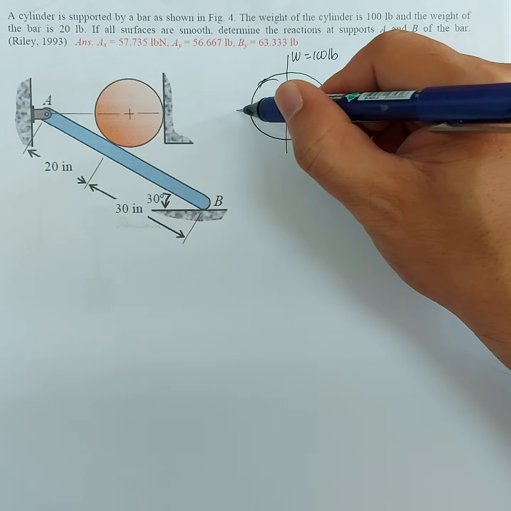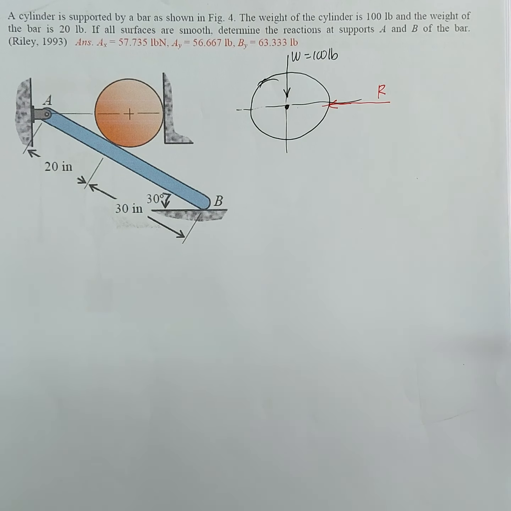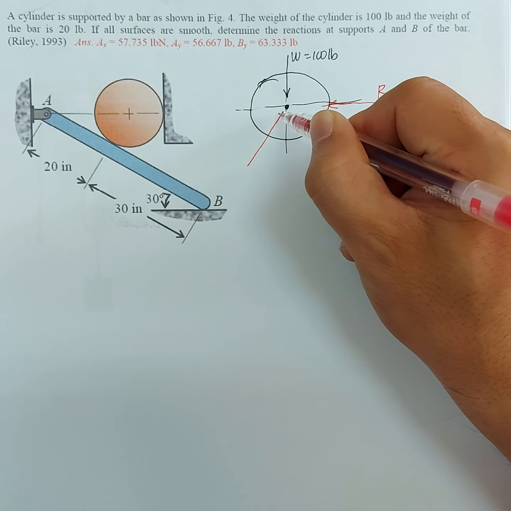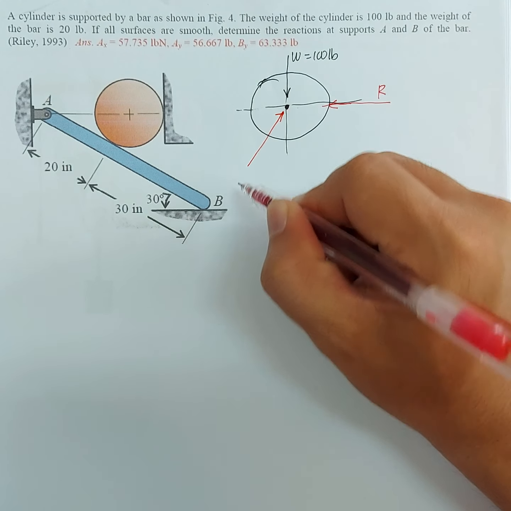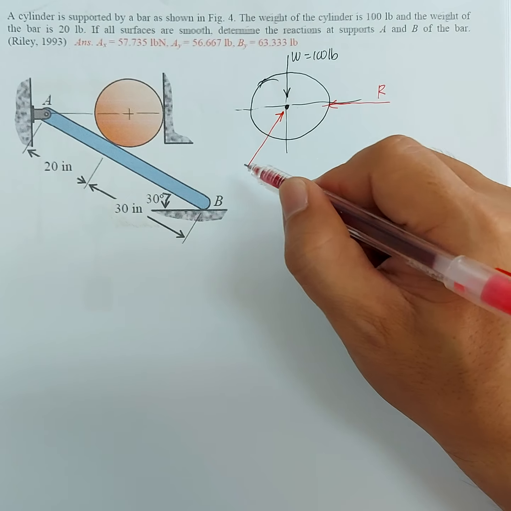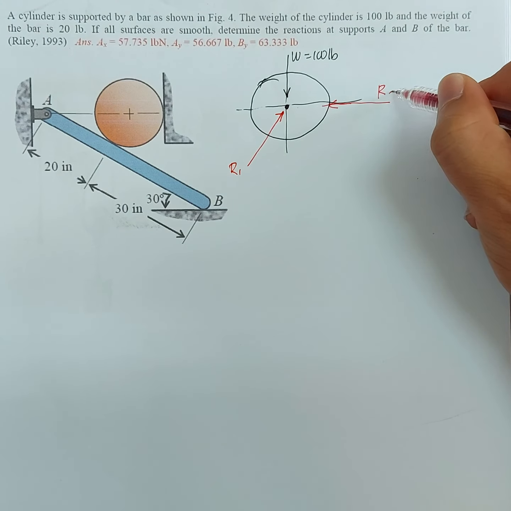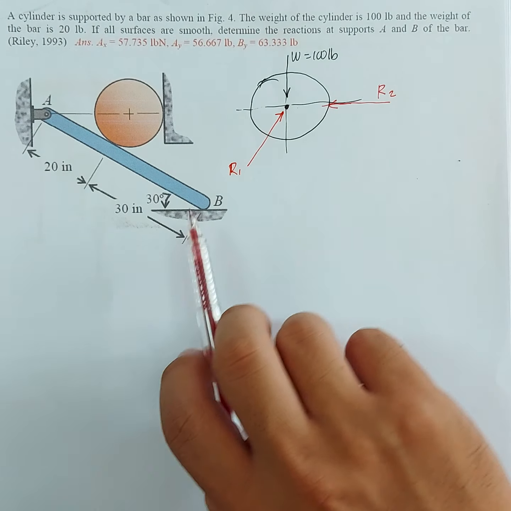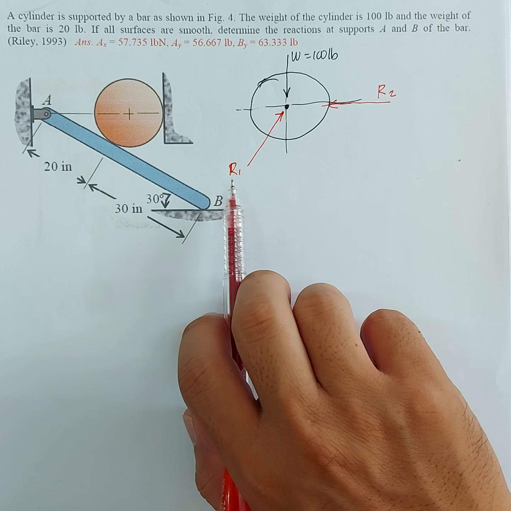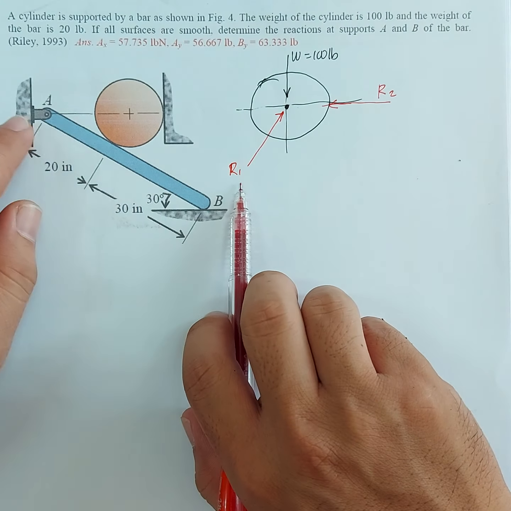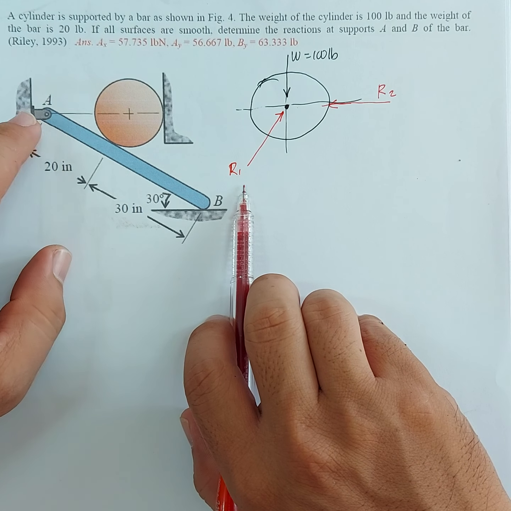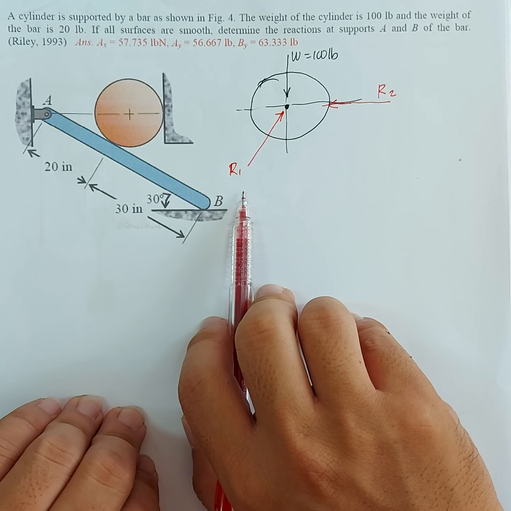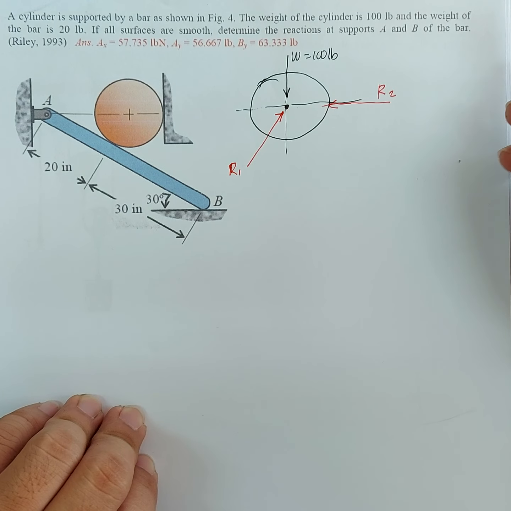Draw lang natin yung Cartesian, kasi may angle tayo. So meron tayong also reaction here. Reaction sa may smooth surface. So let's say this is R1 and this is R2 na lang. Okay? So yan. So ang gawin natin, we need to solve for R1. Okay. And then later on, transfer it dito sa may bar, and then solve now for the reaction dun sa may supports A and B. So first, yun muna ang gawin natin.